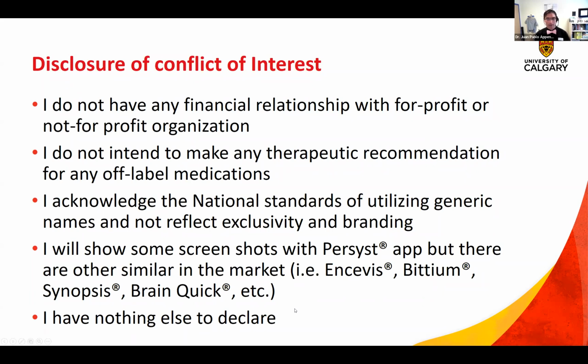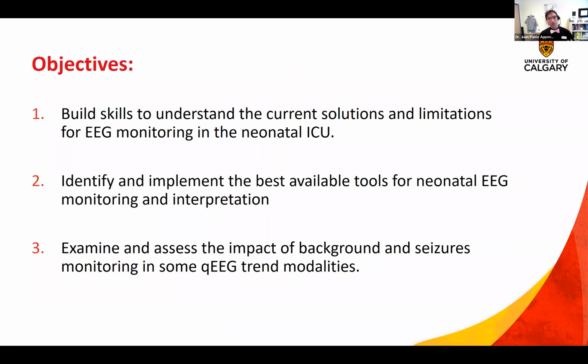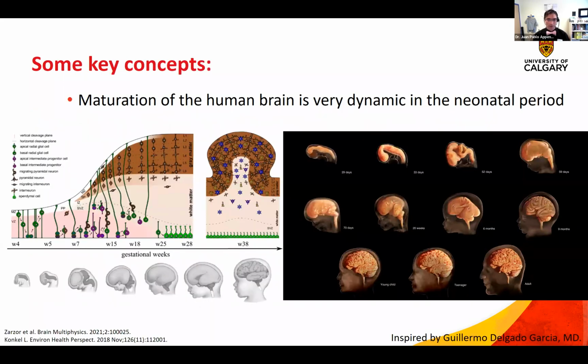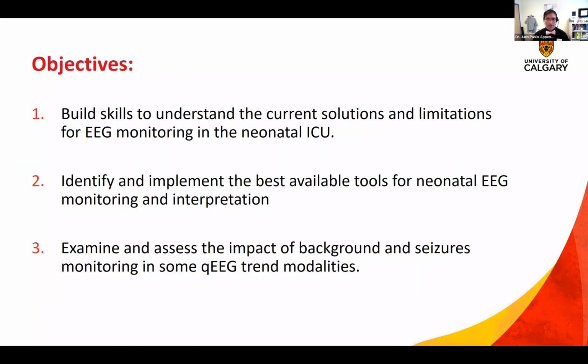So we have at least 3 objectives today. I'm not sure what's going on with the mouse, but seems to be that it likes to move the slides around.